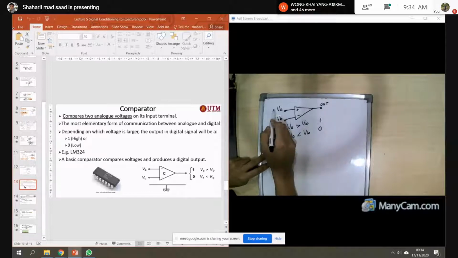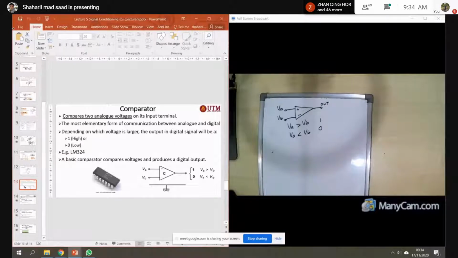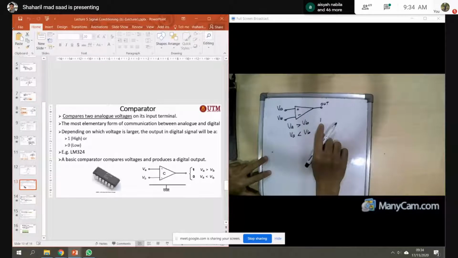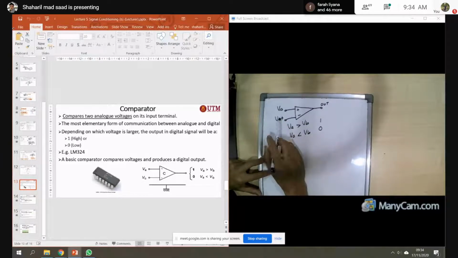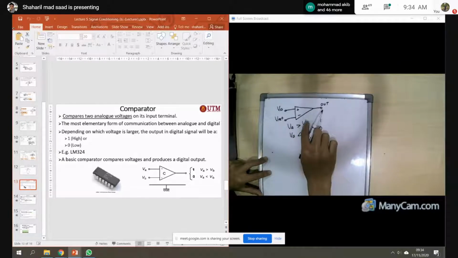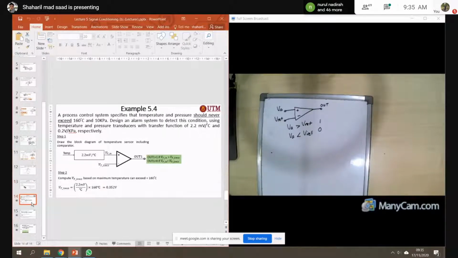This is the concept of the comparator. Sometimes we call this one V reference, the voltage that we want to set as the limit, our reference. So if VA is more than V reference, the output will be 1. If VA is less than V reference, the output will be 0. Let's go through this example 5.4.